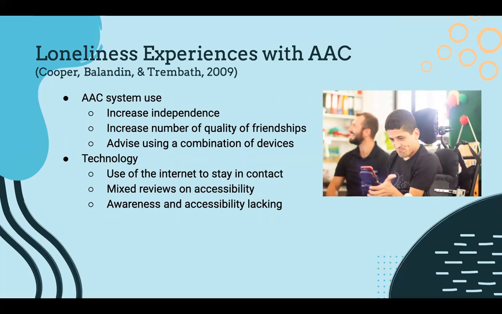The second one is AAC system use. All the participants strongly agreed that AAC devices have increased their independence, the number, and the quality of their friendships. Even with the correct use of AAC, other communicative technologies are advised to assist with healthy relationships such as smartphones and the internet. Leading into this would be technology. Most of the young adults discussed the importance of using the internet and messaging to maintain friendships and keep in contact with family, especially in this day and age. There were mixed reviews about the accessibility of the technology, and they were not all aware that there were tools out there to help with this.